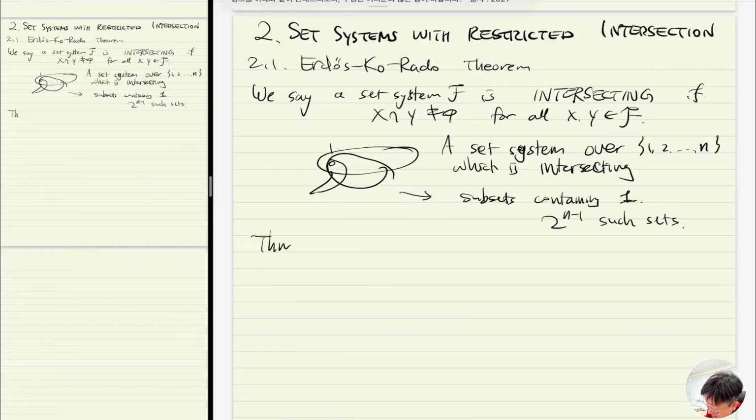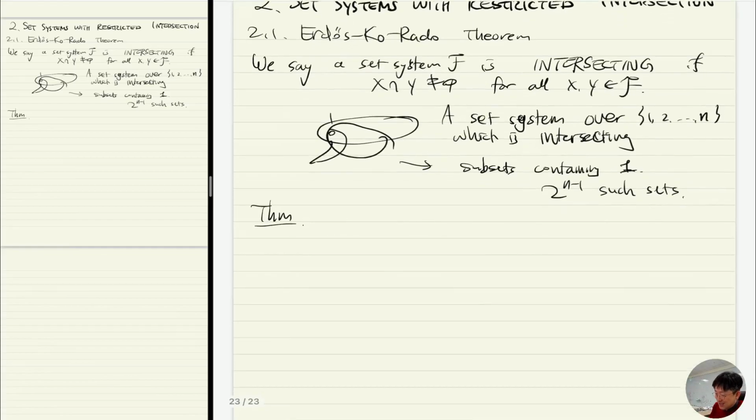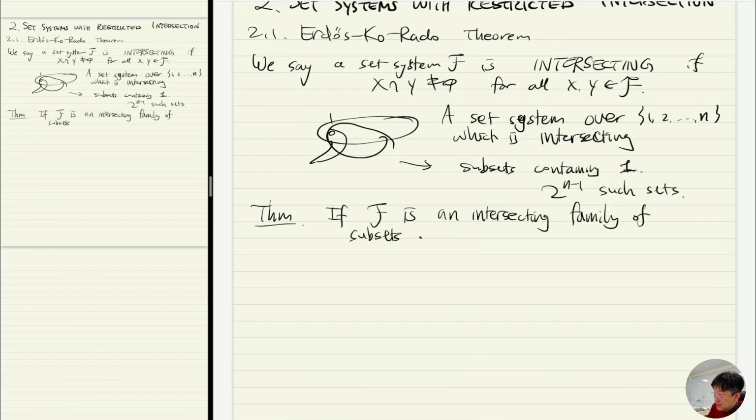Now we're going to show that actually this is best possible. It's an easy theorem, so let me just state it. If F is an intersecting family of subsets of an n element set S, then the size of F is at most 2 to the n minus 1.